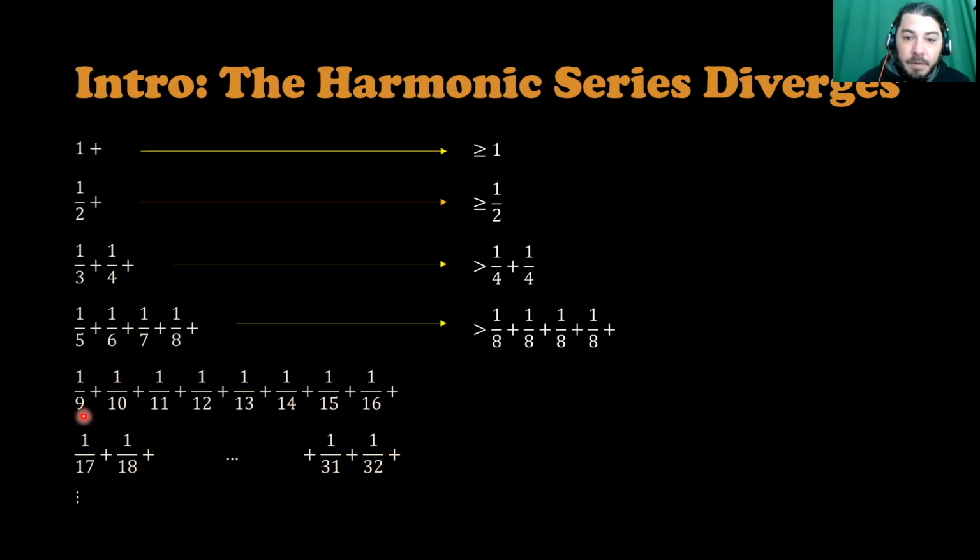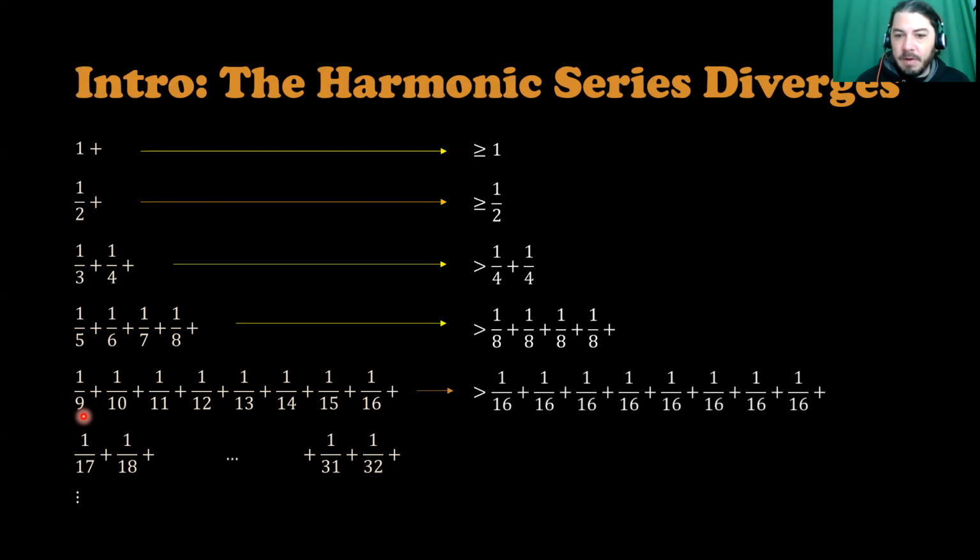And there's 8 of them. So this is bigger than eight 1/16s added up. And then if I do the next one, that's bigger than sixteen 1/32s added up. Okay, so here we can sort of see what's going on. With my groupings, I'm finding some number that each of my groupings is bigger than. So 1 is bigger than 1, 1/2 is bigger than 1/2. These next 2 terms are bigger than 2 times a fourth. These next 4 terms are bigger than 4 times 1/8. These next 8 terms are bigger than 8 times 1/16, and so on.